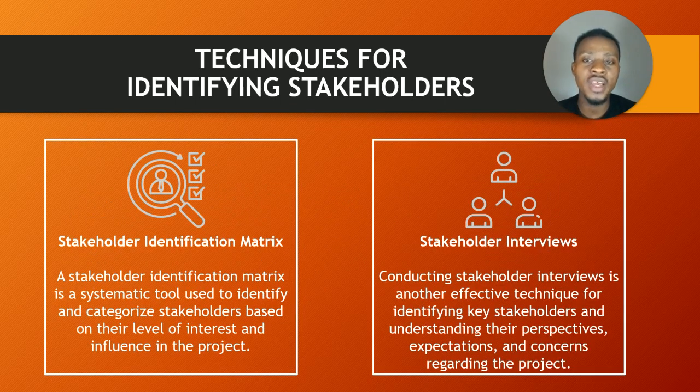Techniques for identifying stakeholders. The number one on the list is the stakeholder identification matrix. What this means is that for every stakeholder we want to identify, we need to have a matrix, like a list of checklists for us to check, in order to identify the particular stakeholder that would influence our project in a positive way.